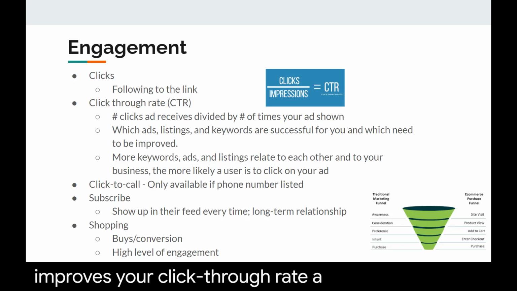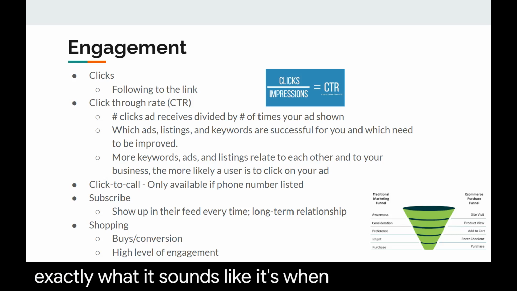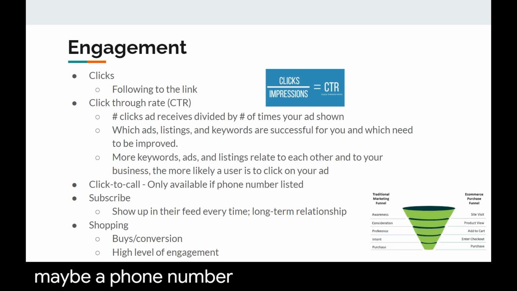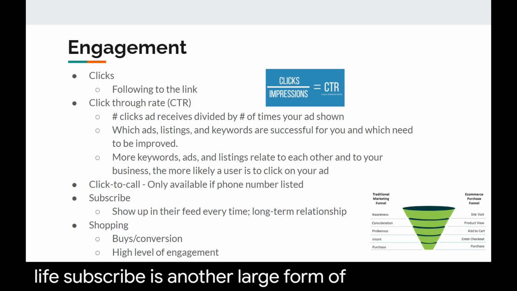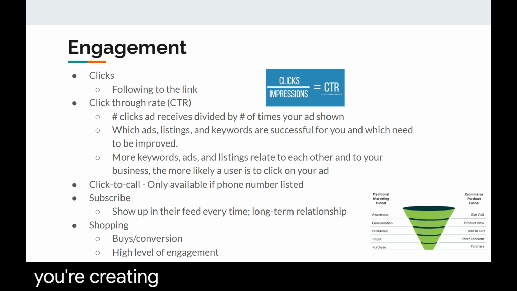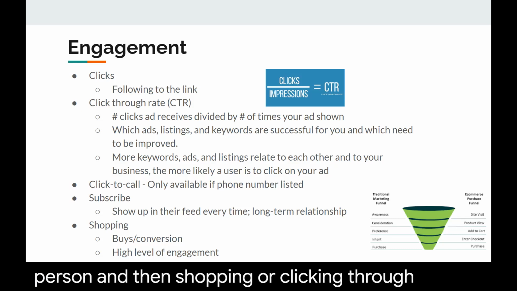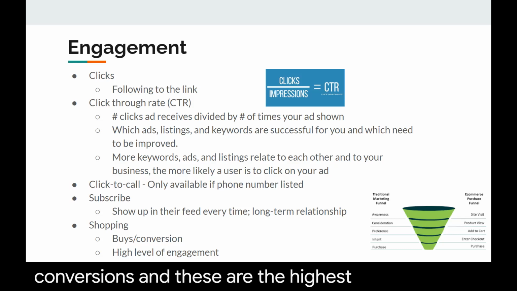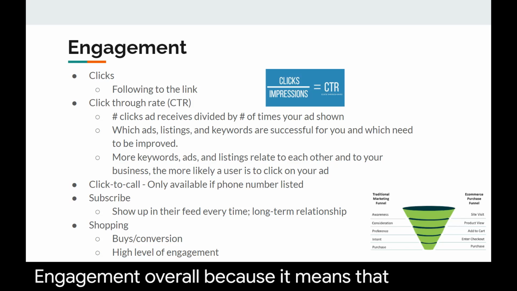A click to call is exactly what it sounds like. It's when a business puts their phone icon on the ad or maybe a phone number and it auto calls from a mobile device. This isn't regularly available on all platforms, but it's still a high form of engagement because they are directly reaching out to you in real life. Subscribe is another large form of engagement because it shows up in your feed more often. You're creating a long-term relationship with that person. And then shopping or clicking through and actually purchasing something are called buys or conversions. And these are the highest level of engagement overall because it means that you're getting someone to do your call to action.